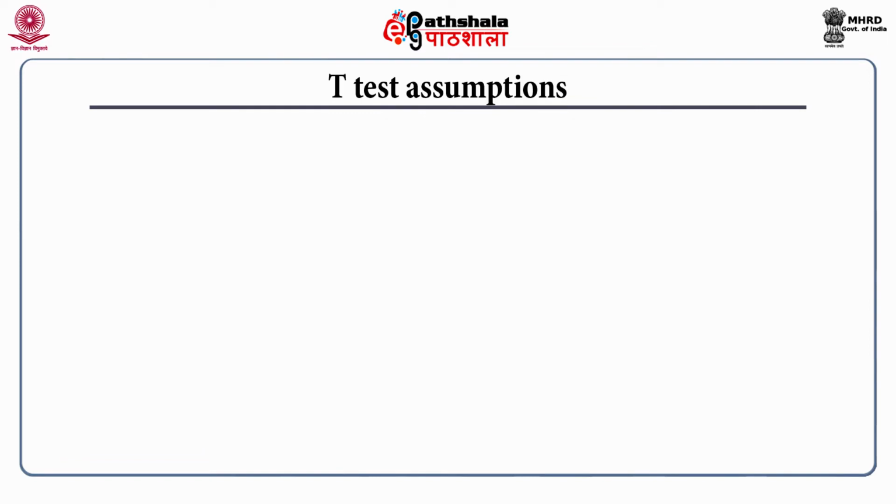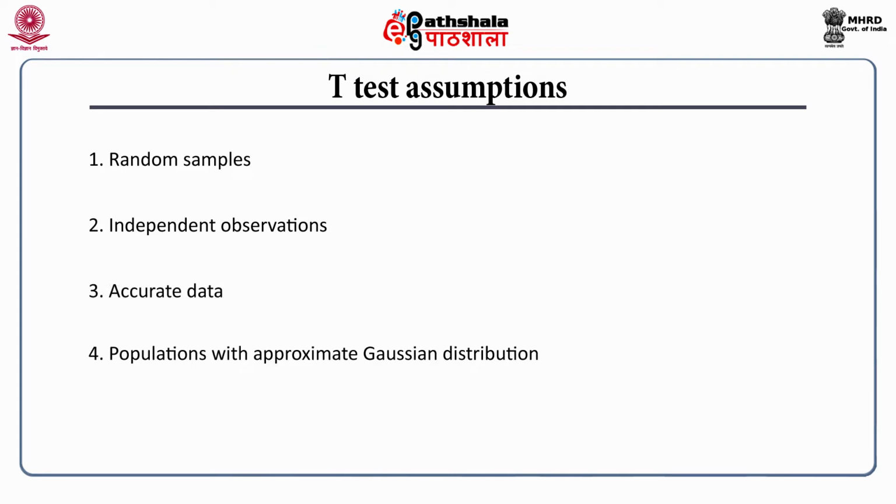There are a set of assumptions that the T test makes. First, the samples need to be random. Second, independent observations or measurements. Third, accurate data. Fourth, populations with approximate Gaussian distributions. Beware that here the samples need not be Gaussian; the assumption is about the population from which the samples came. The fifth is that the variance, or the standard deviations, of the two groups are nearly equal. This assumption is also known as homoscedasticity. The variance or the standard deviation has to be almost equal.